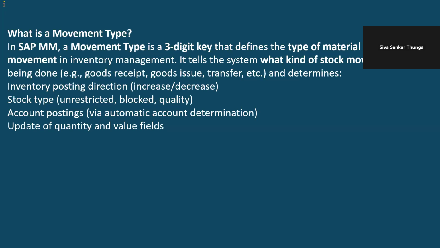It tells the system what kind of stock movement is being done, like goods receipt, goods issue, transfer, etc., and determines the inventory posting direction, increase or decrease. For example, when we receive 10 tons of steel, we need to show in the balance sheet 10 tons of quantity and what is its equivalent value. So the balance sheet will get updated along with one offsetting account, GRIR, that is goods receipt and invoice receipt.